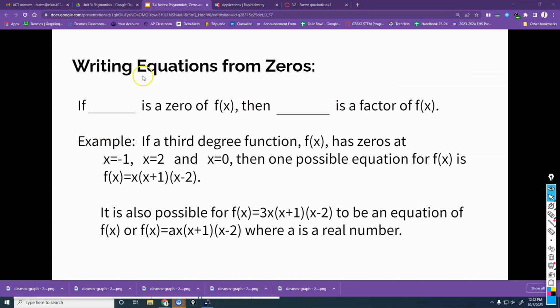Writing equations from zeros. So we really just talked about this a second ago on the one with the imaginary one. We knew x equals 2 was a 0, so we knew x minus 2 was a factor. So if x equals any number is a 0, then x minus that number is a factor.